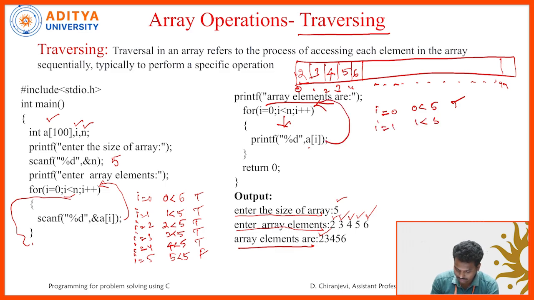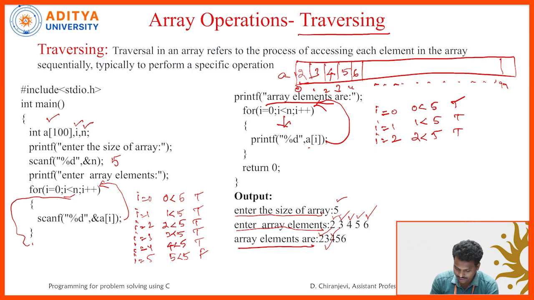Now, 1 less than 5, this is true. A of 1 value will be printed. So, a of 1 is 3, so 3 is displayed. After that again update I value. So, I value 2. So, 2 less than 5, this is true. Now a of 2 value will be printed, a of 2 is 4, so 4 is printed.